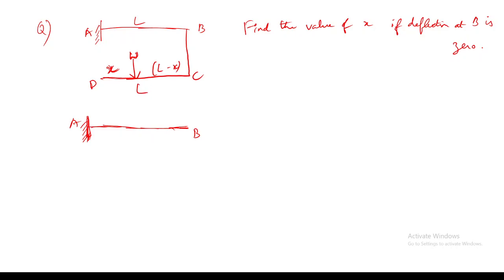This length is also L. So, anyone? It will be downward W at B, and then an anti-clockwise moment at B with W into L minus X. Yes, it will be an anti-clockwise moment, W into L minus X.